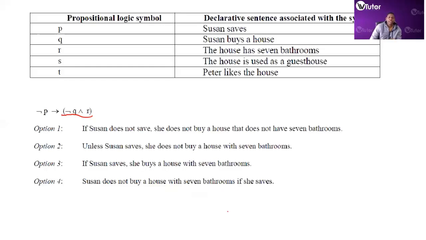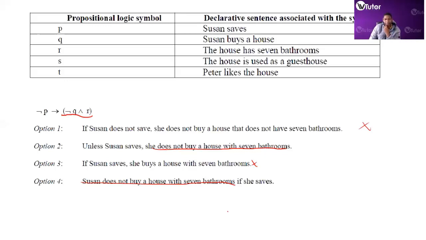So Susan does not buy a house with 7 bathrooms. So Susan does not buy a house that does not, no, we need the house to have 7 bathrooms. Does not buy a house with 7 bathrooms. We are making progress. Buys a house with 7 bathrooms. No. Does not buy a house with 7 bathrooms. Right. So we have eliminated these 2. We're now left with 2. And then we look at the 2.